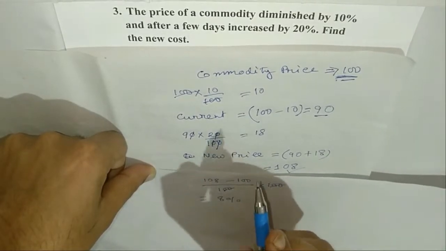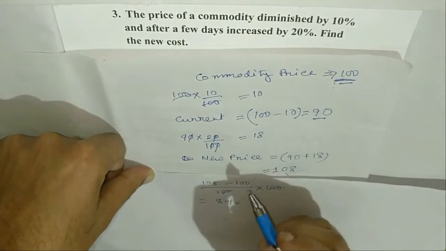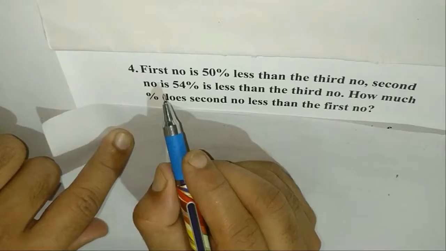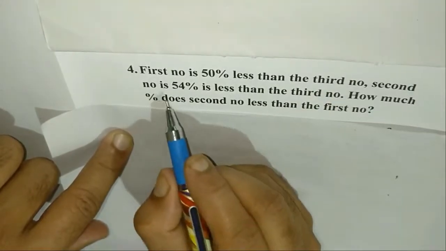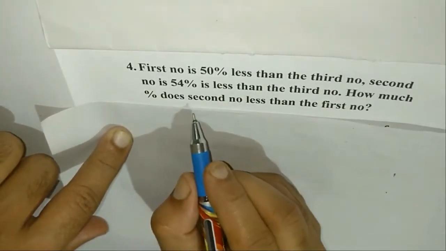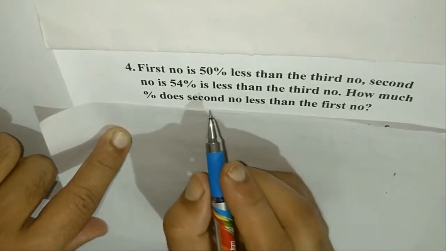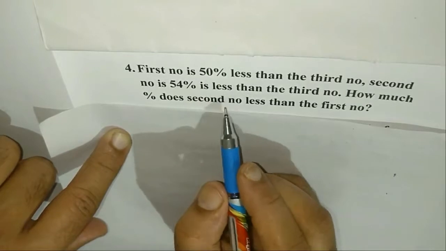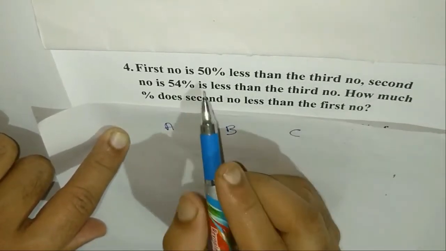So what we have seen here is that this type of math we can easily solve where no value is given and only the percentage increase or decrease has been given. We can think of the initial value as 100, and out of 100 we can find the variation. The statement here: the first number is 50% less than the third number. The second number is 54% less than the third number. How much percentage is the second number less than the first number?